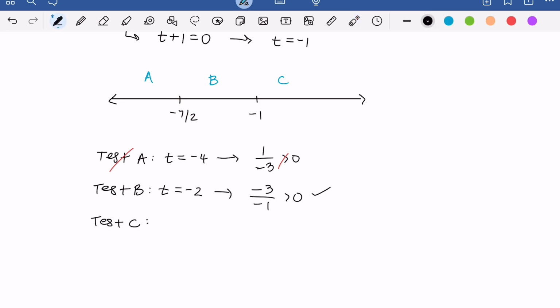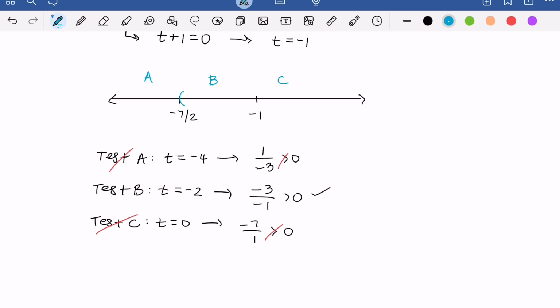All right, let's test our last interval. Picking a number in there, we'll let t be equal to 0. If we plug this into our expression, we're going to get negative 7 over 1, which is just negative 7, and we know that that is never going to be greater than 0. So that means none of our solutions are going to lie in interval C either. So our only solutions are going to lie in this interval.